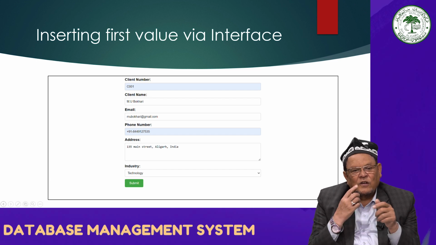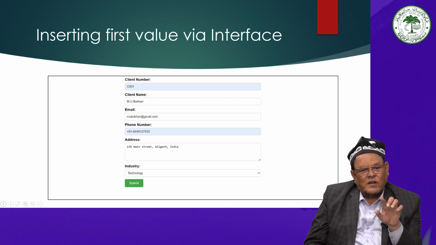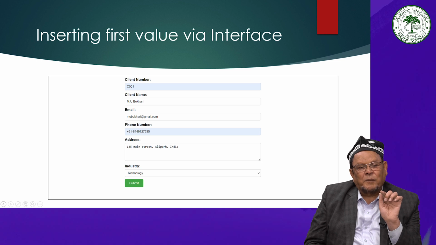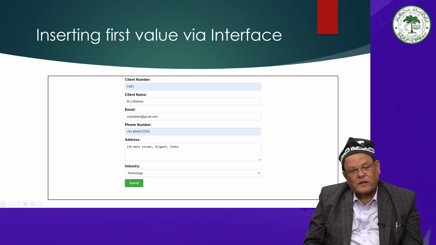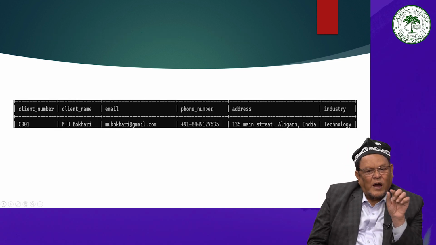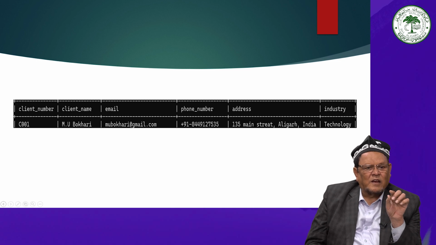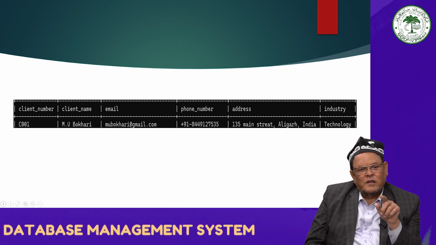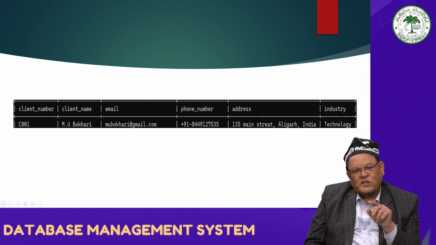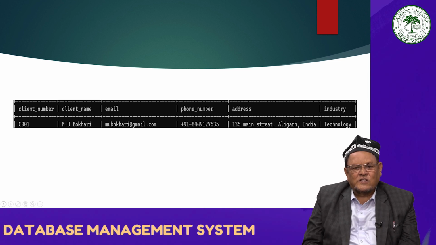And then industry: technology. When you insert these values and press the submit button, you are able to see on the screen, depending on the structure, that first it will create the client number C001, client name MU Bukhari, email mubukhari@gmail.com, phone number, the address 135 Main Street, Aligarh, India, and the industry technology.